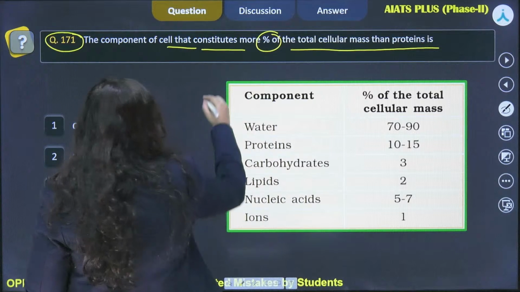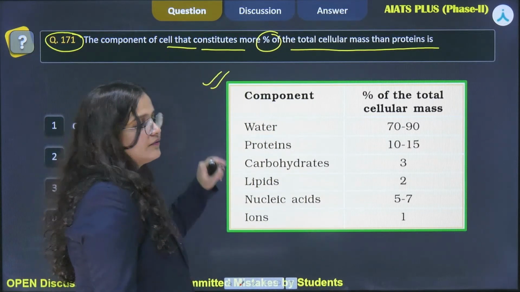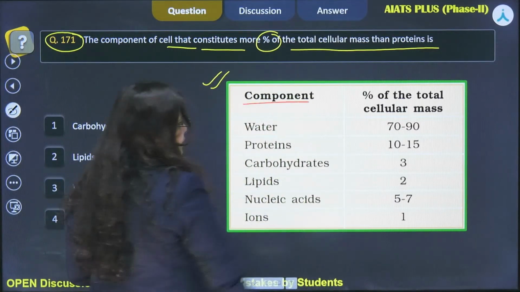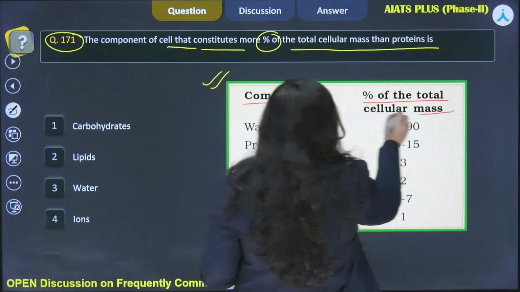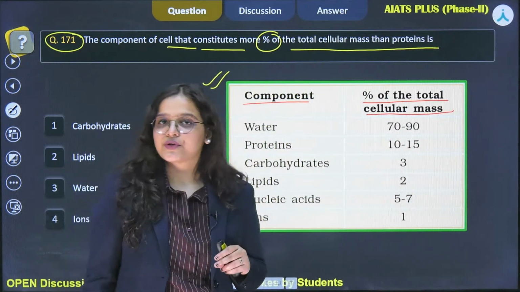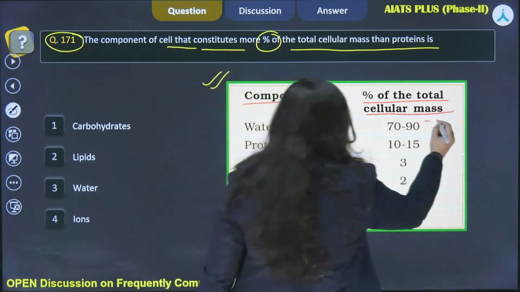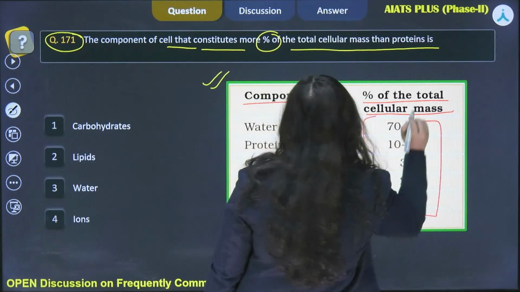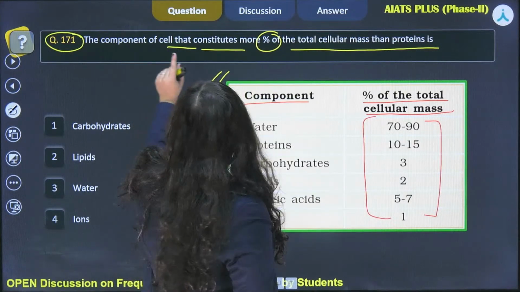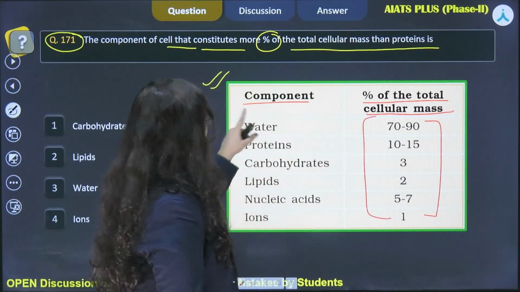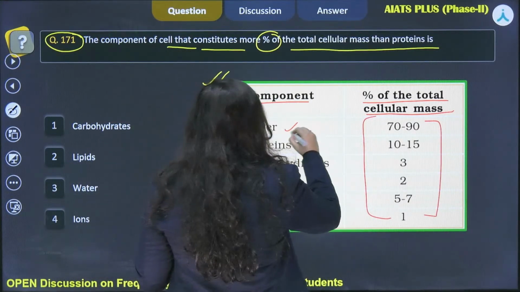So, here you see a table which is very much taken from the NCERT, and we can see that we have the different components given which constitute our cell, and then there is the percentage of the total cellular mass. So, this question can be solved in a jiffy only by remembering these certain values. And here the question that they are asking is the constituent of which component is more than proteins, and we can very clearly see that it is water.